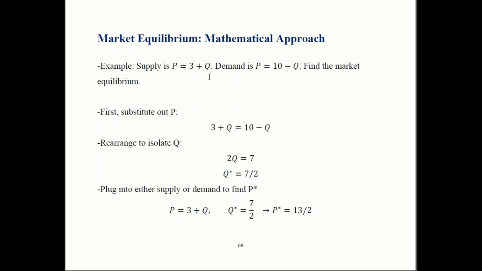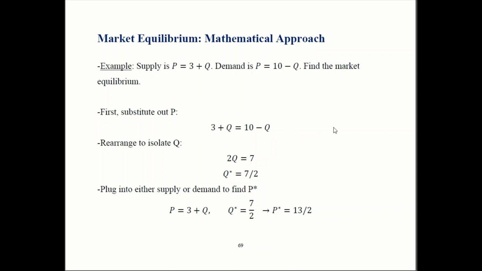So we have two equations, supply equation, demand equation. We have two unknowns, P and Q. So two equations, two unknowns should be solvable most of the time. We have a P over here and a P over there, so we can just substitute that out. So we get 3 plus Q equals 10 minus Q, our first equation.